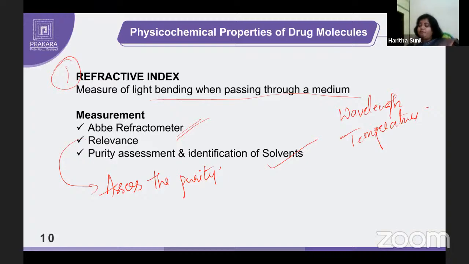And also in general quality control, this refractive index is used to ensure the consistency as well as the compliance with that of the pharmacopoeial standards.